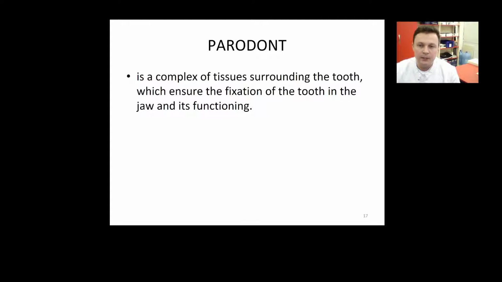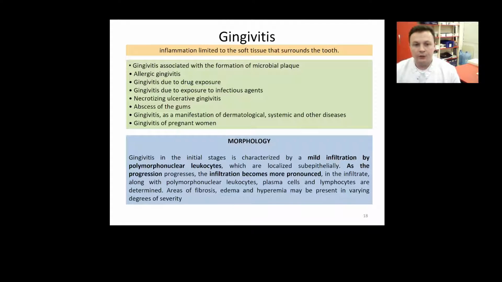Periodont. The periodont is a complex of tissue surrounding the tooth which ensures the fixation of the tooth in the jaw and its functioning. Gingivitis is inflammation limited to the soft tissue that surrounds the tooth. Conventionally, all types of gingivitis can be divided into such categories as gingivitis associated with the formation of microbial plaque, allergic gingivitis, gingivitis due to the exposure of infectious agents, or necrotizing ulcerative gingivitis, abscesses of the gums, gingivitis as a manifestation of dermatological, systemic, or other diseases, and gingivitis of pregnant women.